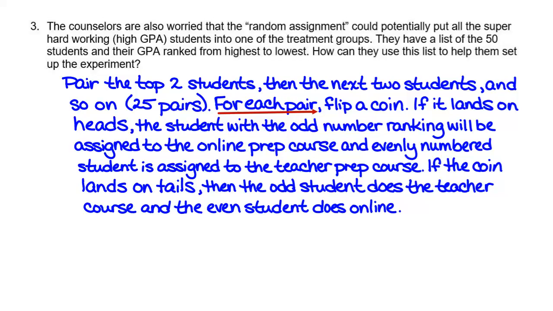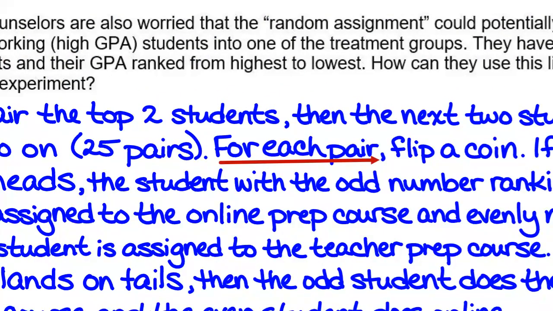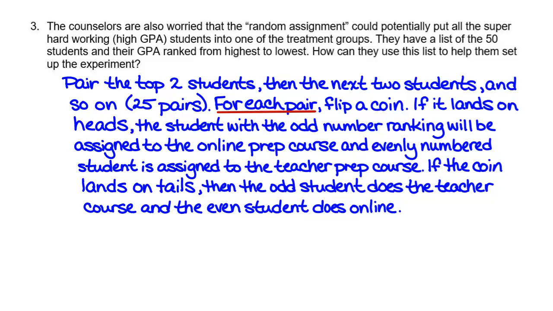For each pair. If I left that part off, then I would only be describing what happens to my first two kids. I've got all these pairs, I've got 25 pairs, but then I would only take 2 students and assign them. And everybody else is just sitting around going, I don't know what I'm doing. For each pair, or you could say repeat for all other pairs at the end. But somehow you have to talk about you're going to do this over and over and over until everybody has a group, has a class.